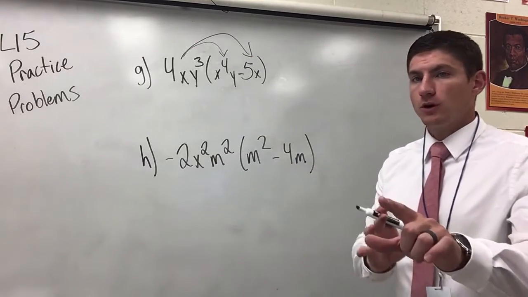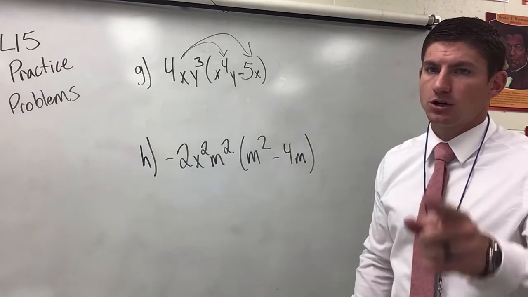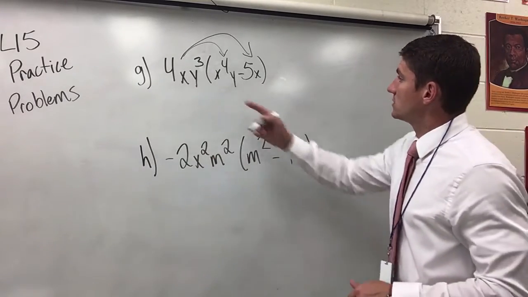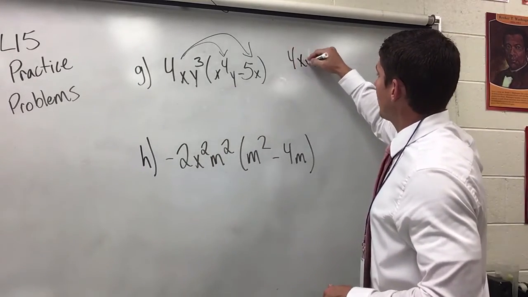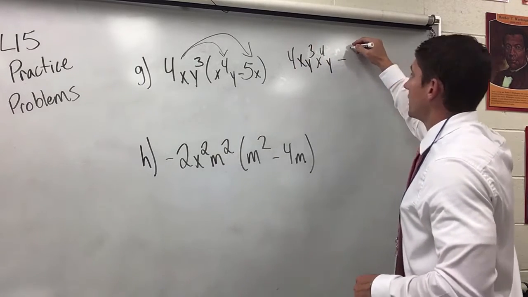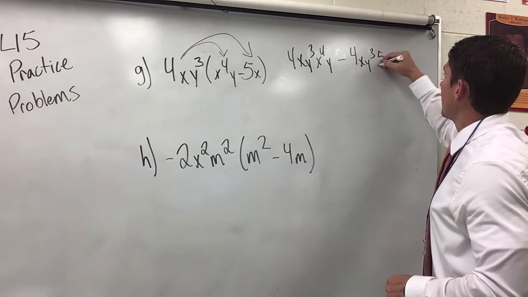Now, it might be helpful for you as you start to learn how to do this to write everything out and learn how to simplify it, and then Mr. Shane will show you the shortcut right after he does it in the longhand written out form. So here you would have 4xy to the third times x to the fourth y minus, I'll write it again, 4xy to the third times 5x.